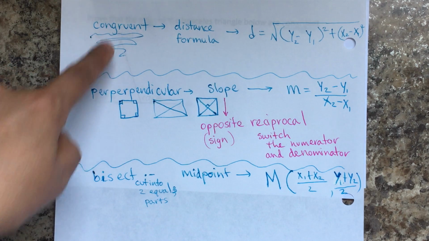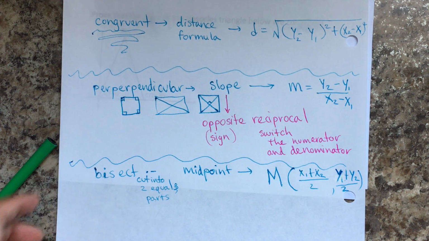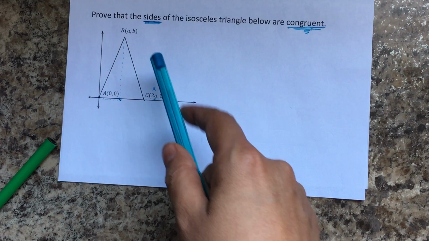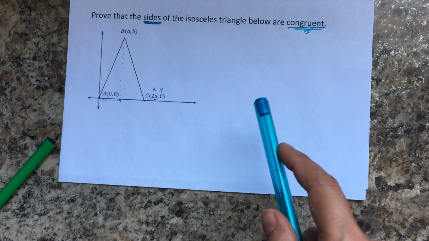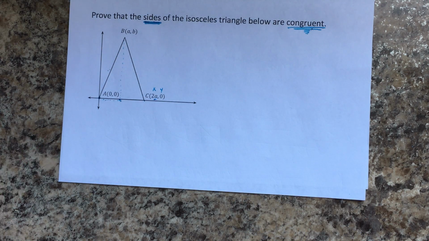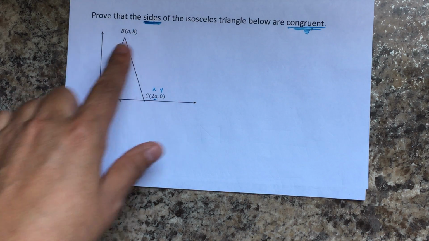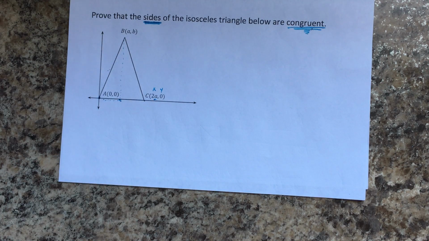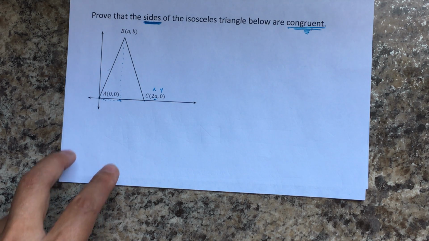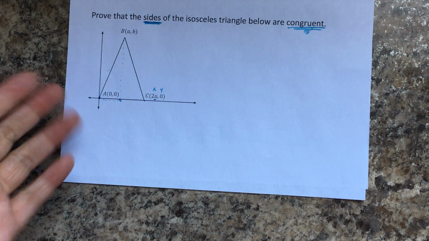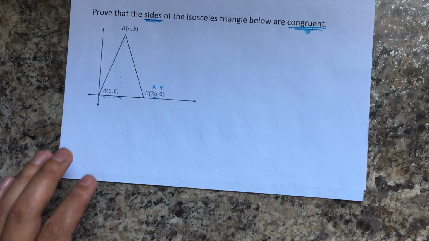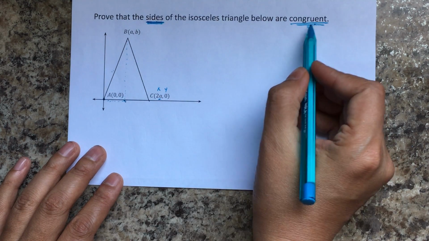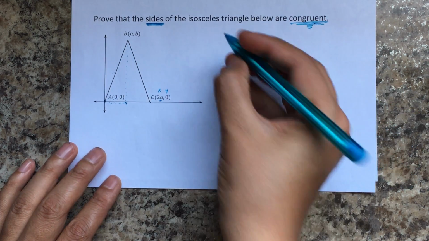Again, these are the keywords of what they're asking for, but then you also have to look at whether it is talking about the sides or the diagonals. Very important. It says prove that the sides of the isosceles triangle below are congruent. You already know that two sides are congruent. You can try the third one and see that only two of them are congruent. So when it says congruent, it's talking about the distance.